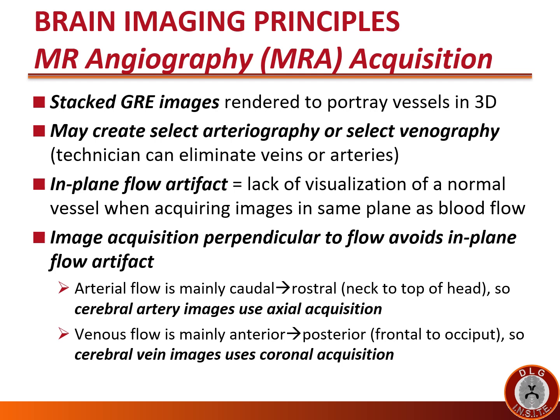So, for example, arterial flow in the head is mainly caudal to rostral, neck to the top of the head. So, cerebral artery images, MR angiography, arteriography, use axial acquisition. Whereas venous flow in the head is mainly anterior to posterior, the frontal to occipital. So cerebral vein images use coronal acquisition for MRV, or MR venography.